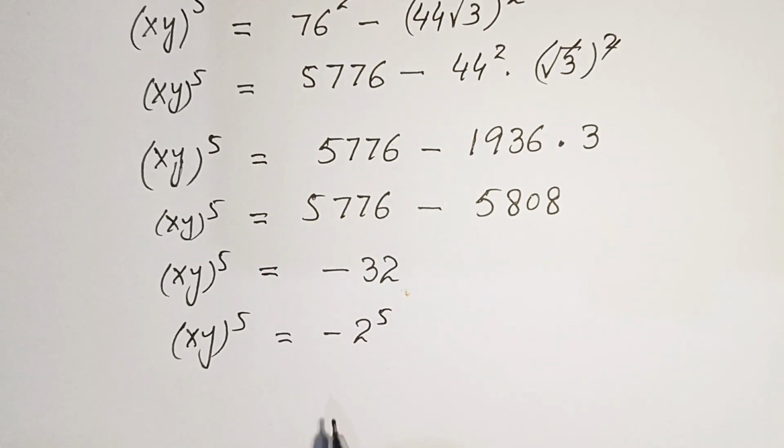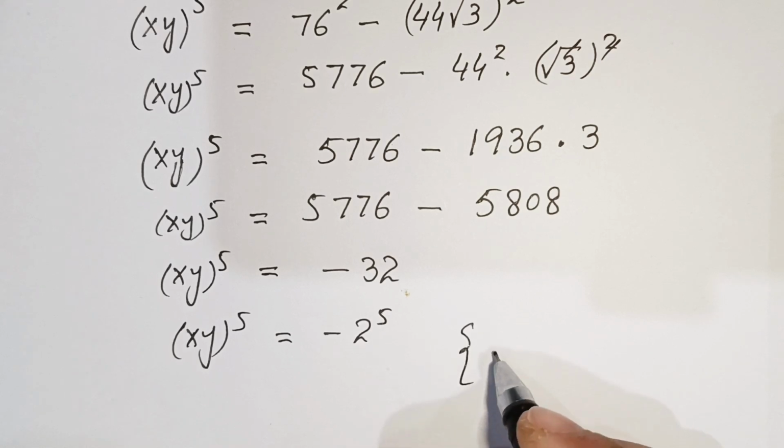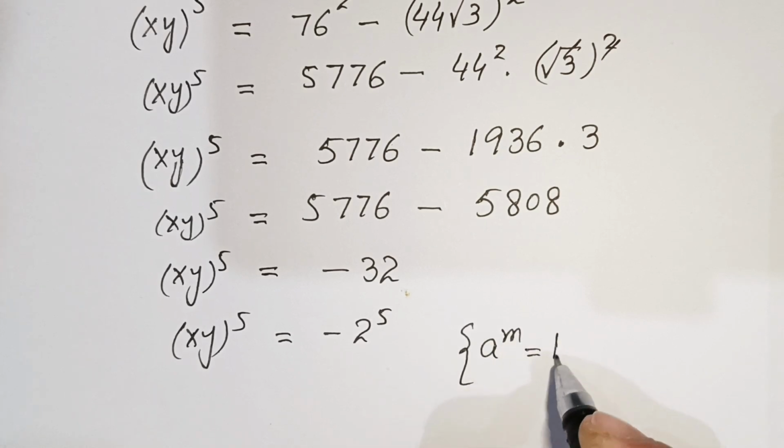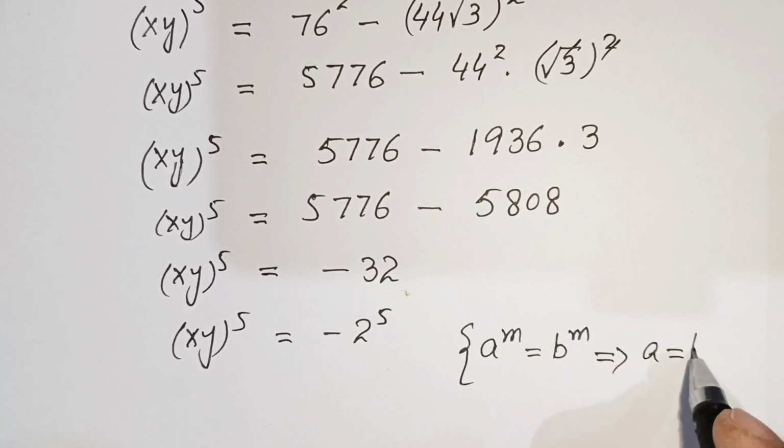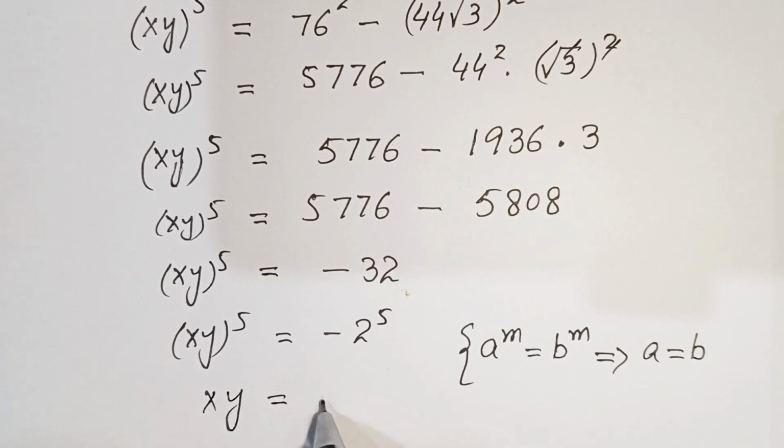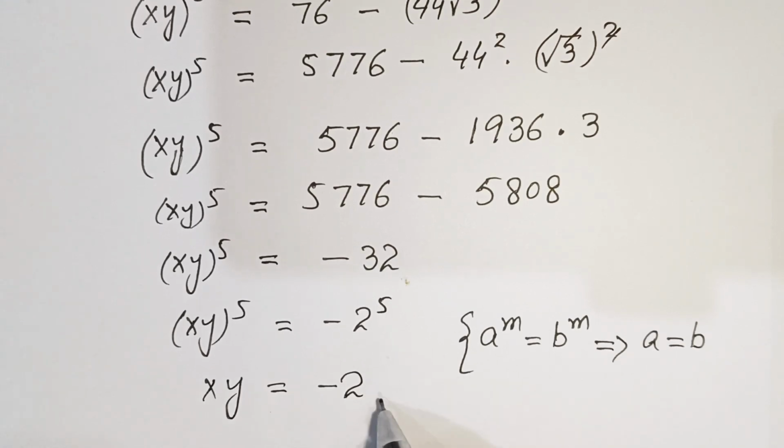Now we see that on both hand sides the exponents are the same, so we are going to use exponential identities. We know that if a to the power m is equal to b to the power m, then the exponents are the same, so the bases are equal: a is equal to b. Here we get x times y is equal to minus 2. Let's say it is our equation number 4. Now we have four different equations we are going to use in our next step.